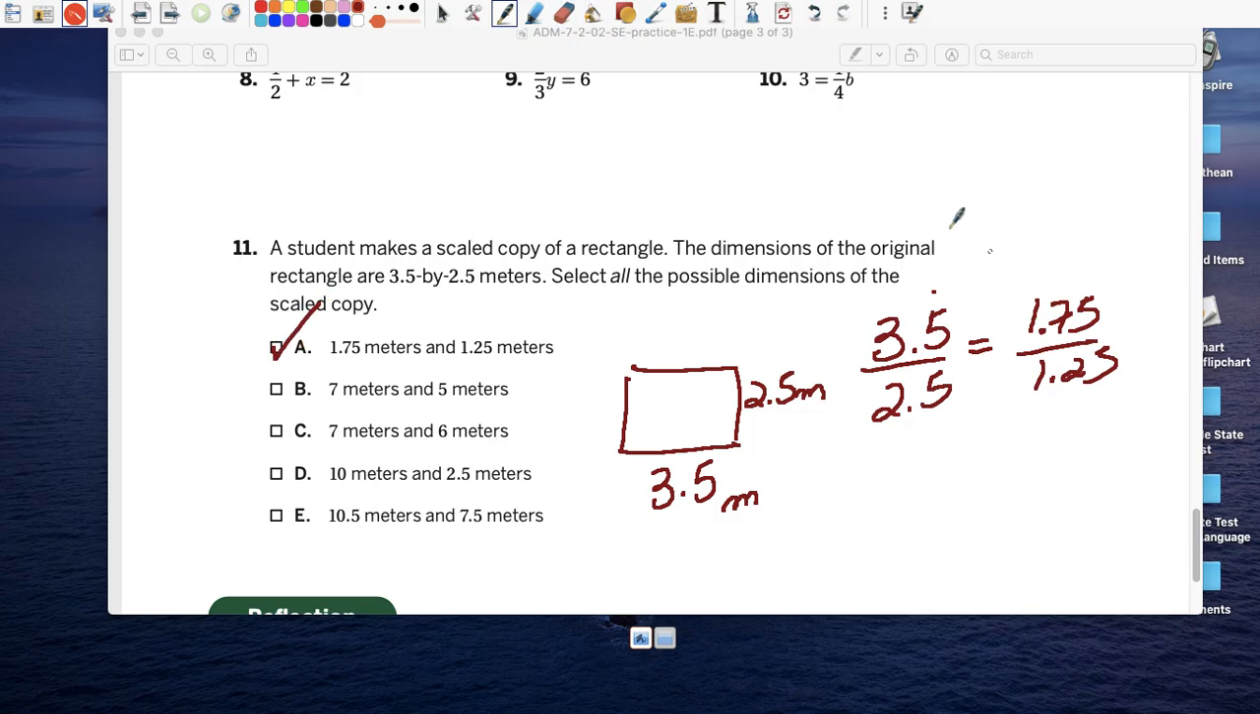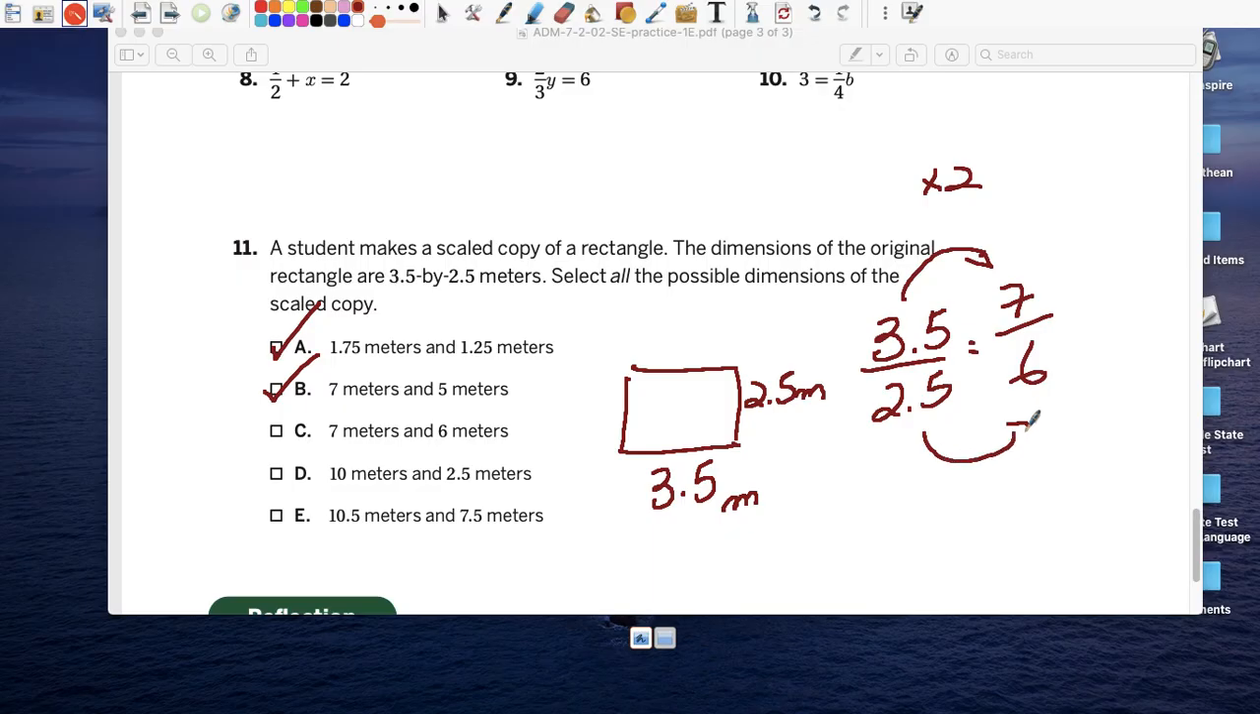B, let me change that. And let's write 7 and 5. Well, you can cross multiply, be my guest, but this one is nice that you can quickly see that obviously 3.5 times 2 is 7 and 2.5 times 2 is 5, so B is equivalent. Let's try C. 7 and 6, obviously not. Think about how 3.5 becomes 7 by times 2, 2.5 times 2 is 5, not 6, so that's not it.